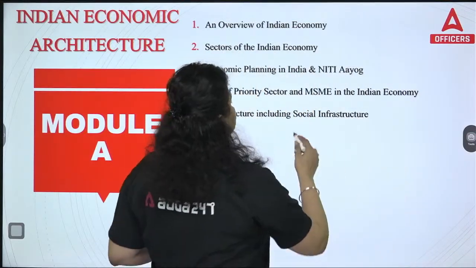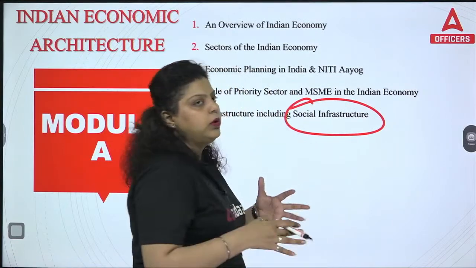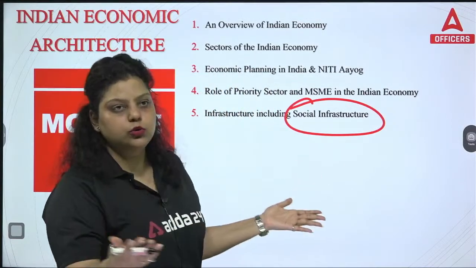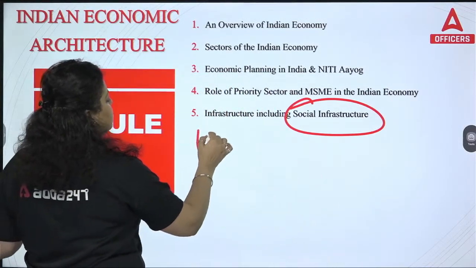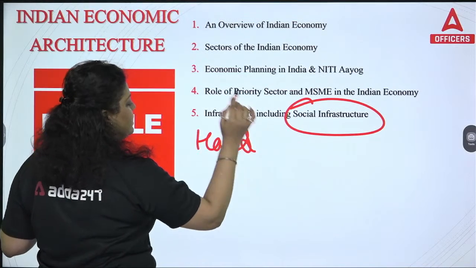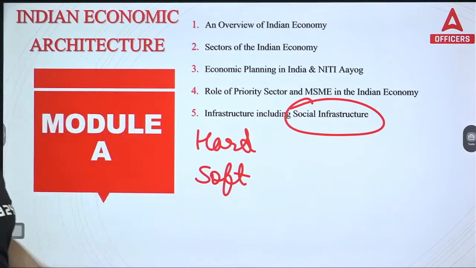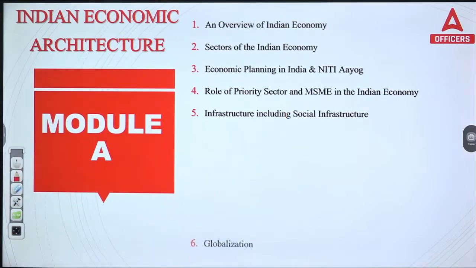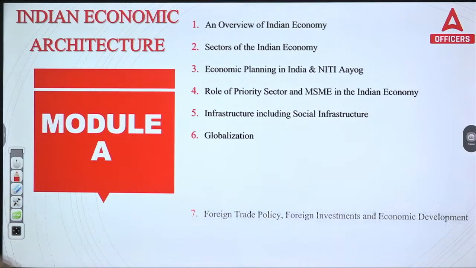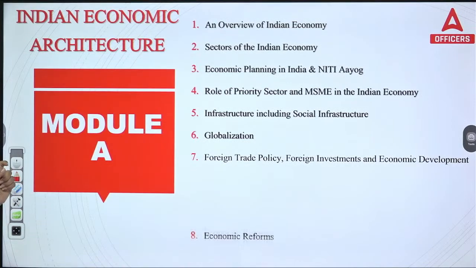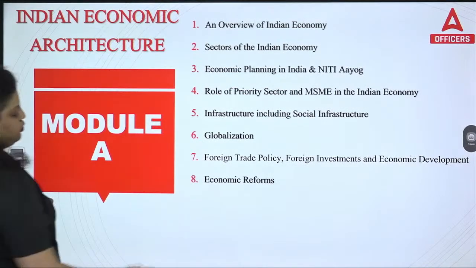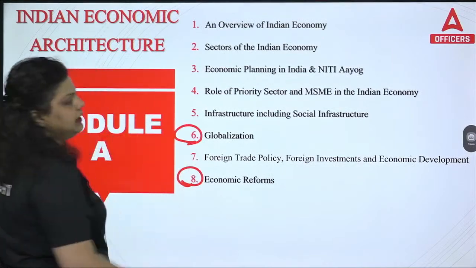So social infrastructure is simply the kind of infrastructure that we are making for each and every one to use. And that infrastructure has been divided into 2 categories: hard infrastructure and soft infrastructure. This is what we have to cover under unit 5. Then unit 6 talks about globalization, and with globalization I am going to discuss the economic reform also. So these 2 chapters are related.